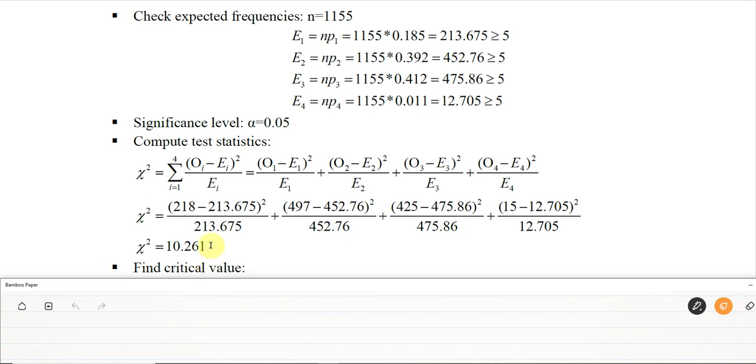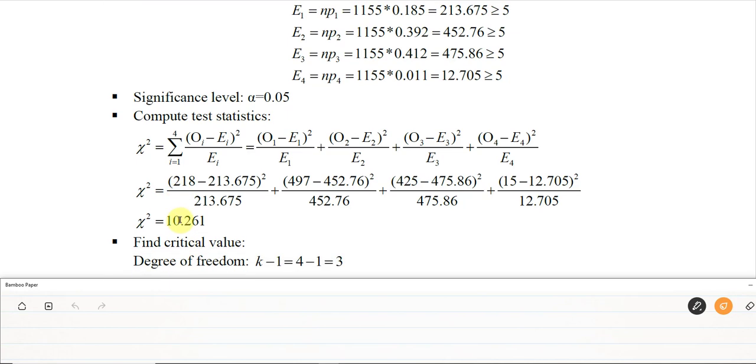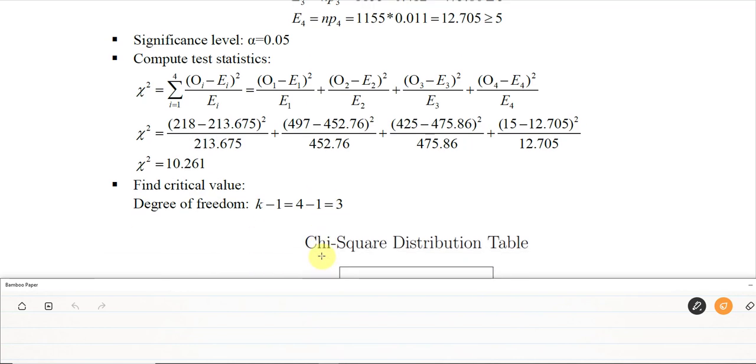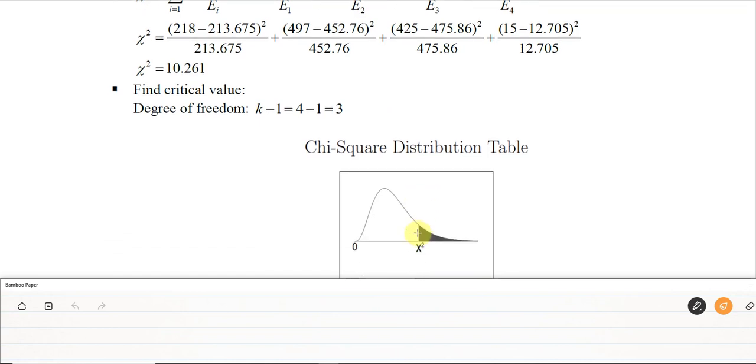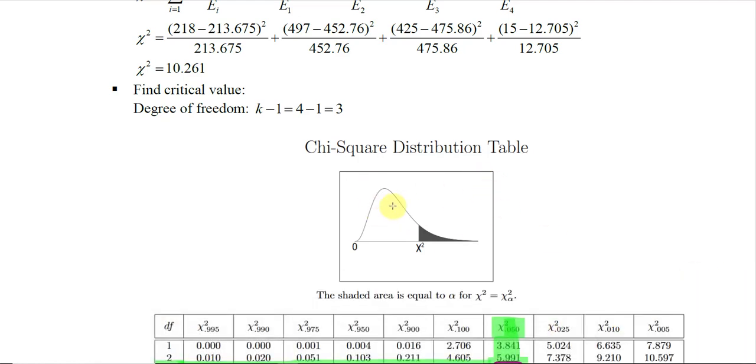After we find the test statistic, we next find the critical value. In order to find the critical value, you also need to find the degrees of freedom, which is k minus 1, and k is the total number of calories. In this case, 4 subtract 1 is 3. To find the critical value, we use the chi-square distribution table. You can Google the chi-square distribution table. They have all the tables available online, or you can find it in the back of your textbook. This is one example of a chi-square distribution table.